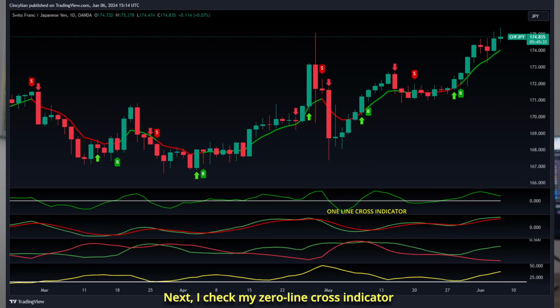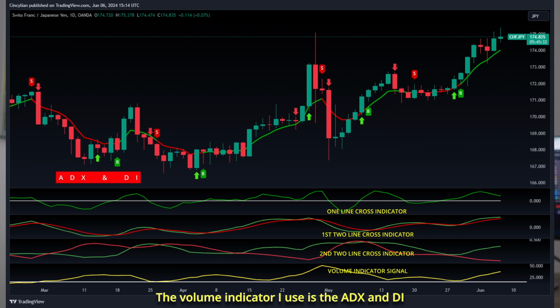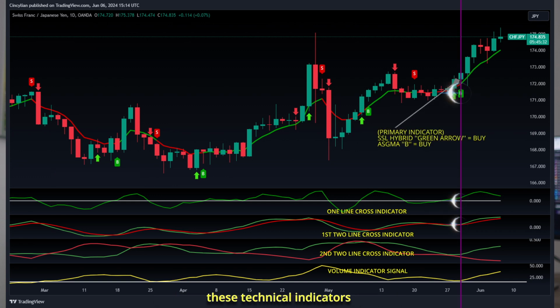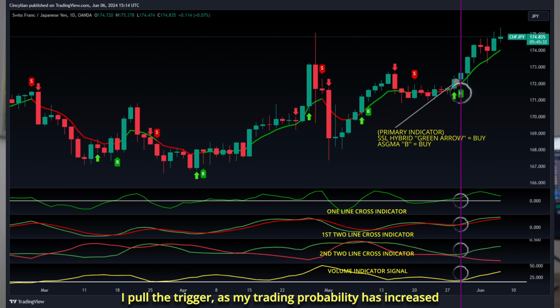Next, I check my 0 line cross indicator and my 2 line cross indicators. We need confirmation from all 3 indicators along with the volume indicator. The volume indicator I use is the ADX and DI. I will demonstrate how to set this up as well. Once I see a confluence between all these technical indicators, I pull the trigger as my trading probability has increased.